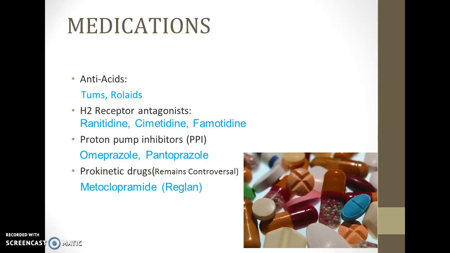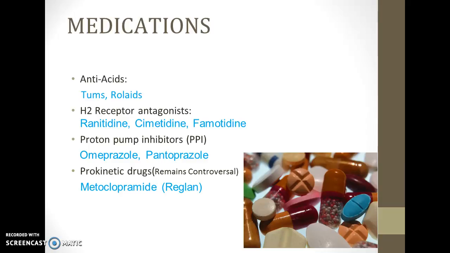The medications that they use to treat GERD: antacids, which neutralize stomach acidity and relieve heartburn, which you all have probably seen or taken. Tums or Rolaids are an example of an antacid. H2 receptor antagonists, examples would be ranitidine, cimetidine, and famotidine, and they work by blocking the amount of acid produced by the stomach. Also, proton pump inhibitors, PPIs, an example of those would be omeprazole and pantoprazole. Proton pump inhibitors are drugs whose main action is a pronounced and long-acting reduction in gastric acid production.